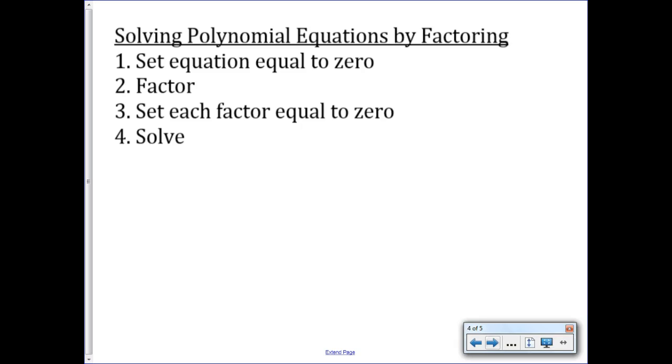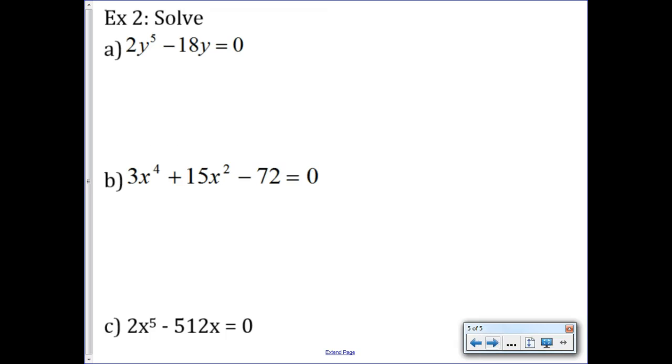So now, today we're taking it one step further. We're going to set that equation equal to 0. So we may need to move some things over. Then we're going to factor. Then we're going to set each factor equal to 0, and then we're going to solve. So let's do a little practice here.